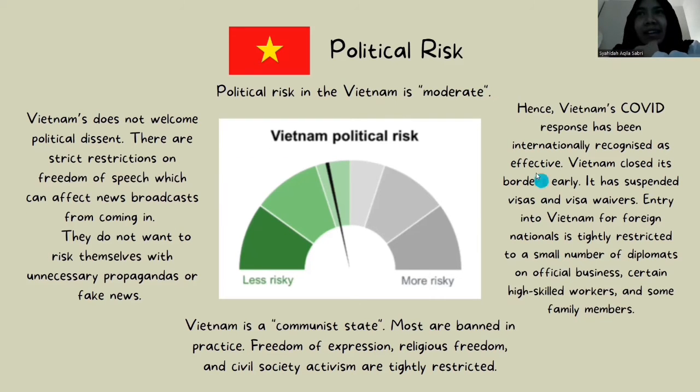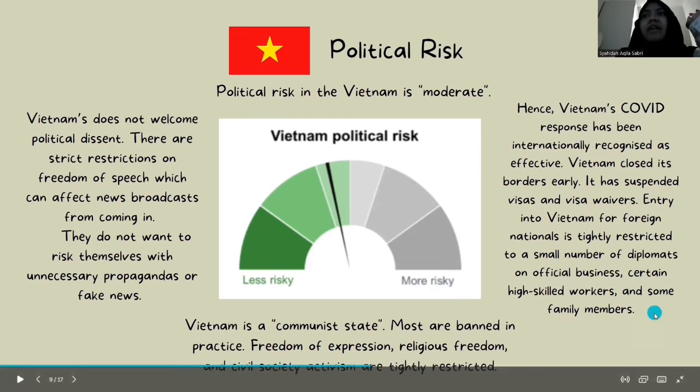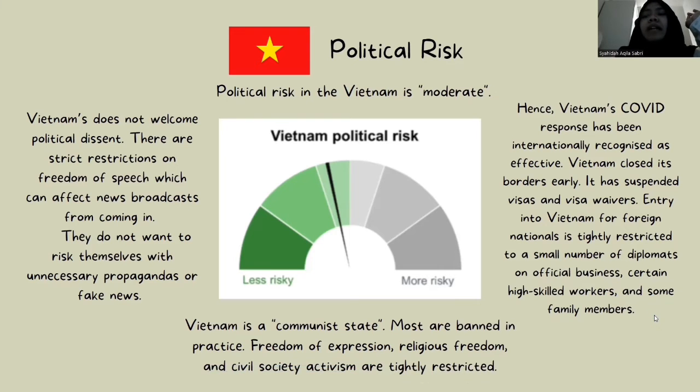And then hence Vietnam's COVID response has been internationally recognized as effective. Bila benda tu effective, that means dia ada high possibility untuk the COVID to be spread, is in a high risk lah. So Vietnam closed its borders early. It has suspended visas and visa waivers. Entry into Vietnam for foreign nationals is tightly restricted to a small number of diplomats on official business, orang yang buat business saja, certain high skilled workers and some family members. Only those yang pergi ke Vietnam kena ada tujuan lah. Tak boleh pergi untuk bercuti lagi dah.